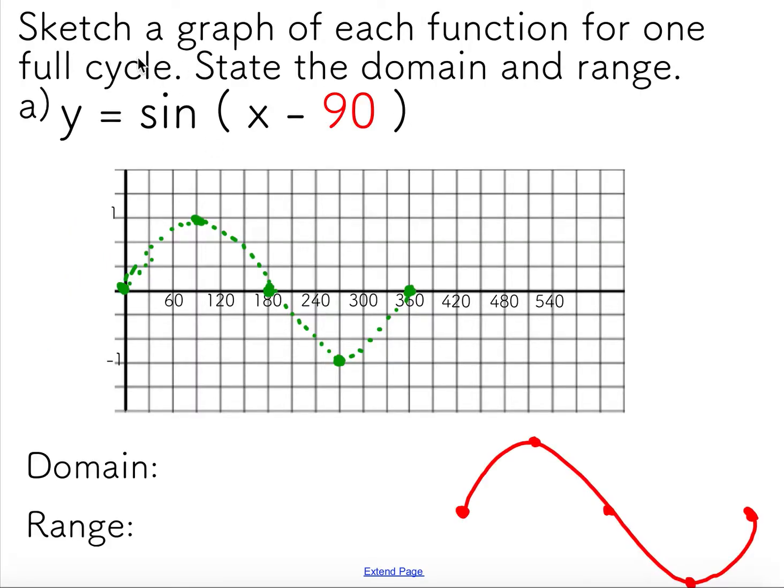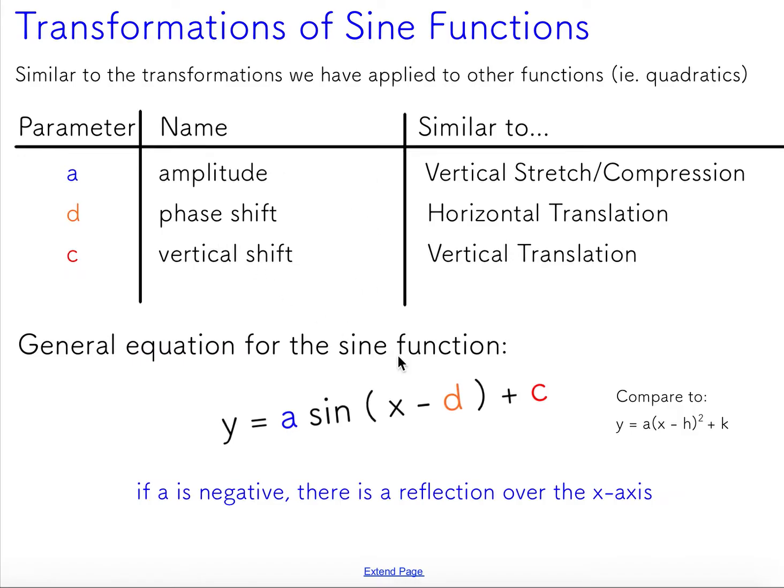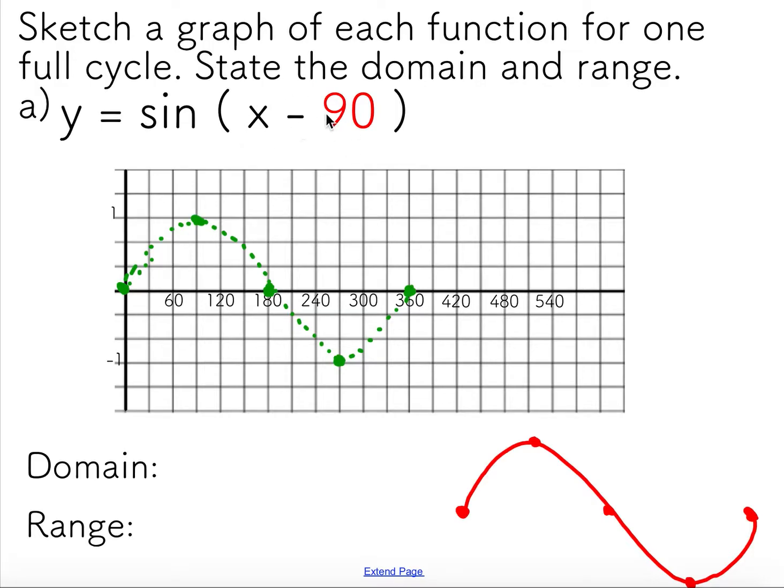All right, so a couple examples here. Sketch a graph of each function for one full cycle. State the domain and range. So what I have here is a sine function that's been shifted to the right by 90 degrees. Remember that has to do with your d parameter. It's the same thing for quadratics. If this is a negative, it's actually telling you you're moving to the right. If it's positive, it's telling you you're moving to the left. So this is going to be a shift of 90 degrees to the right.